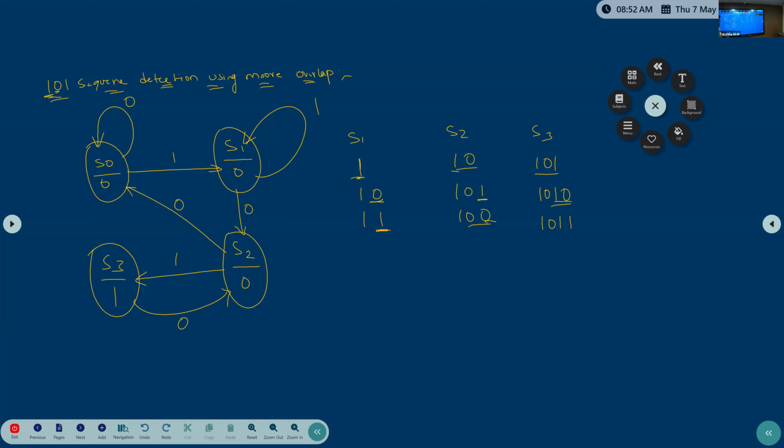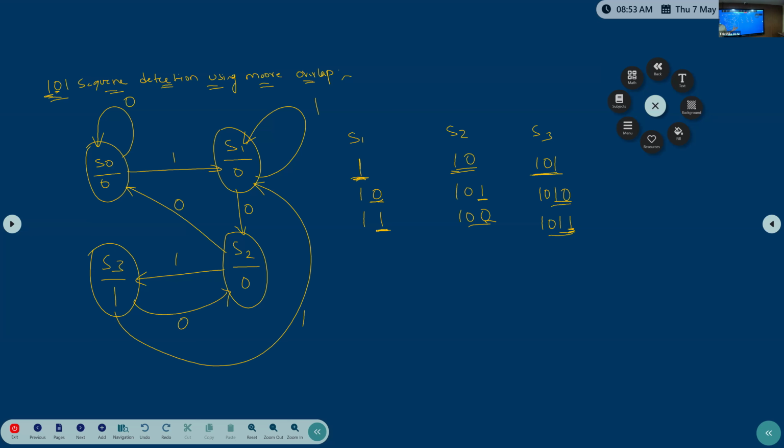If the input is 1, 1 0 1 1. What do I need to do? I need to compare these 3 with these 3. No. The last 2, compare with these 2. No. The last 1 bit with the last 1 bit. Yes. So from S3 I need to go to S1. I will draw like this, S3 to S1. This is 1. Clear? So like that you need to draw.